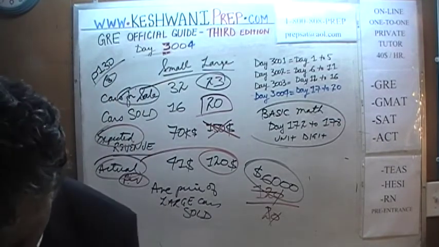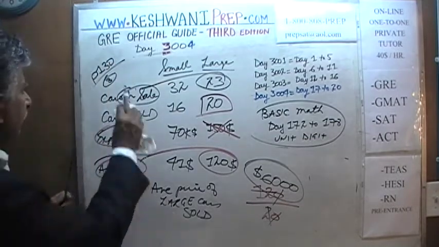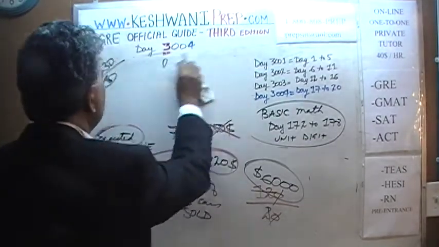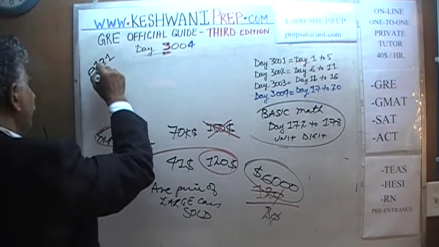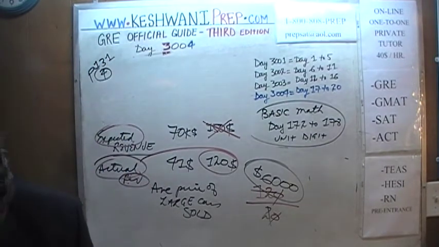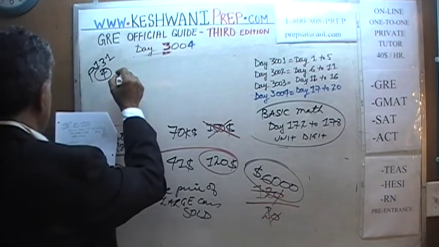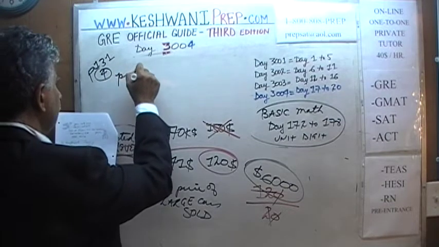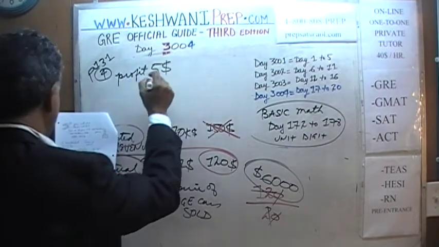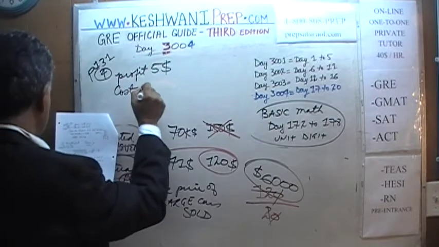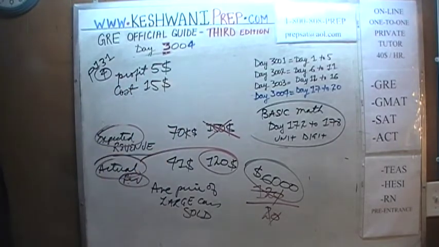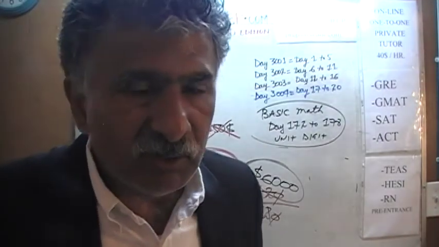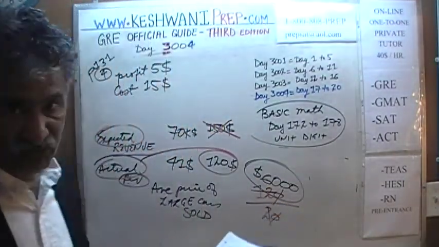Let's do the next one, number 4, on the next page. Page 131, number 4. We are told that the merchant made a profit of $5 on an item that cost him $15. In other words, he sold it for $20.